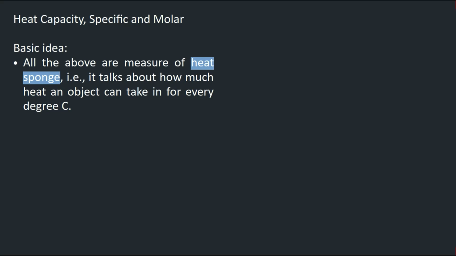So we're looking at a measuring aspect of heat. It's called heat capacity, specific heat capacity, and molar specific heat capacity. The idea is the same. All the three talk about something called a heat sponge. Not an official term. It's a term that I'm using to talk over here. So please don't use that in your exam. So basically it talks about how much heat an object can take in for every degree Celsius.